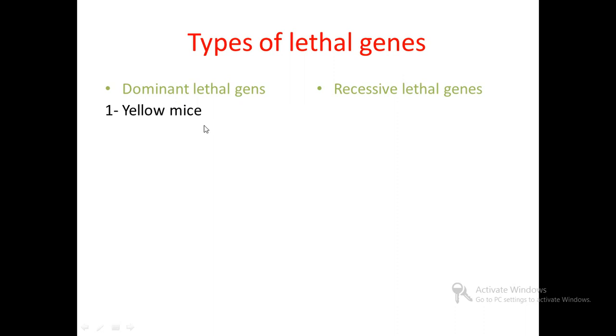Number 1, yellow mice. In yellow mice, Y capital dies. Y capital is dominant pure. The individual who carries two dominant genes dies. Bulldog strain in cattle, B capital dies.